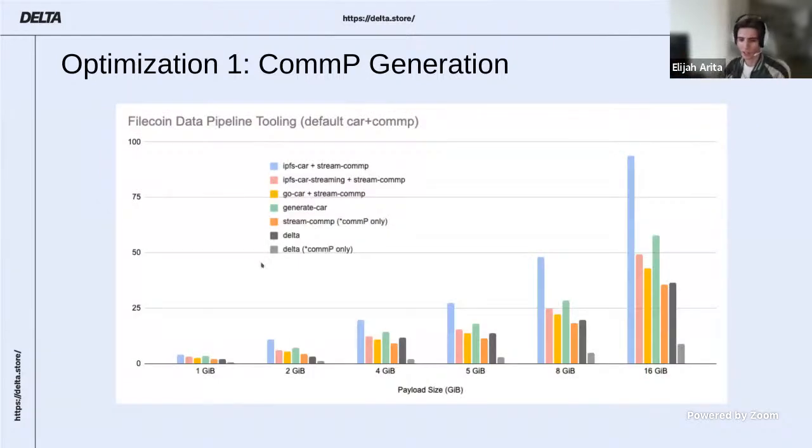So here we've just got a graph. We've got Delta over here on the right in gray. And this is just CommP generation times for different sizes of data, up to 16 gigabytes over here on the right. So we've been able to make a great improvement, and this is mainly to help facilitate in uploading large amounts of data.